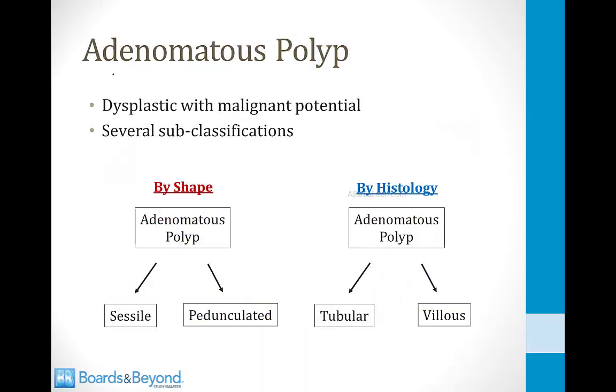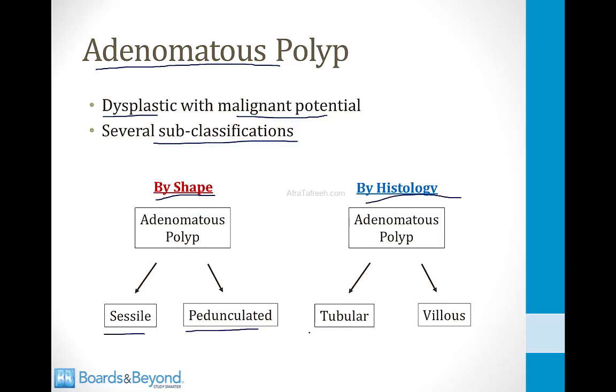In contrast to hyperplastic polyps, there is another type of polyp called an adenomatous polyp that can be found in the colon, and these are dysplastic and they do have malignant potential to develop into colon cancer. There are several different ways by which adenomatous polyps can be subclassified. First is by shape. They can have a sessile or a pedunculated shape. We'll talk about that in a minute. And the second way is by histology. Some have what's called tubular histology and some have villus histology.